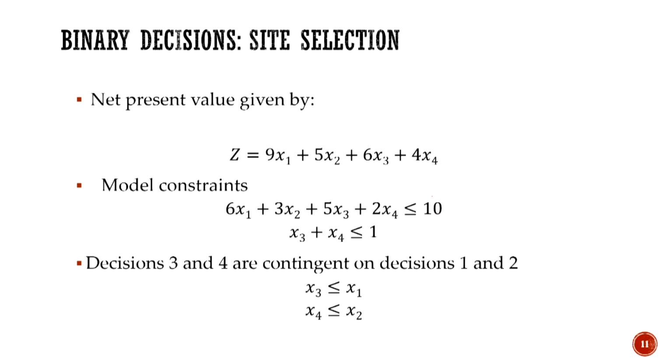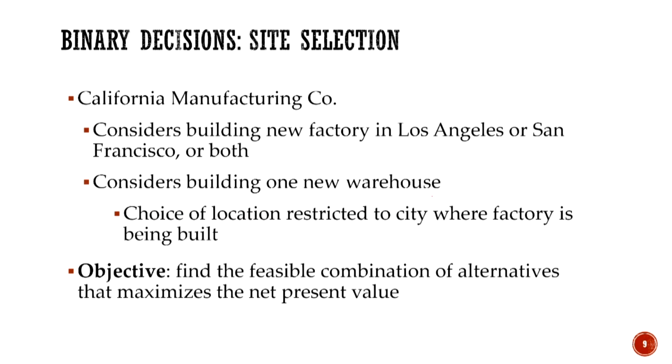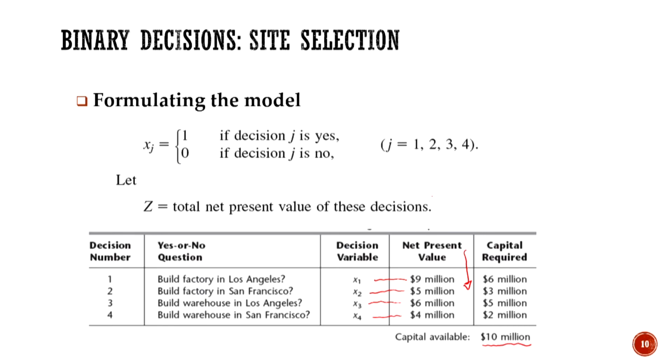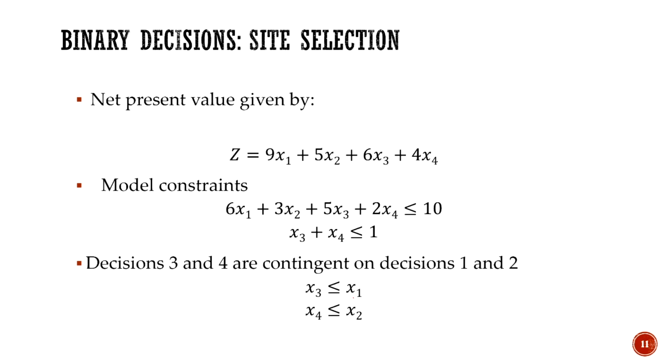Also, we only want to build one warehouse. So it means that we choose either x3 or x4. In order to model that, we can have x3 plus x4 less than or equal to 1. If x3 is 1, then this constraint makes sure that x4 is 0 because their summation should be less than or equal to 1. If x4 is 1, this constraint makes sure that x3 is 0 because their summation should be less than or equal to 1. Also, decisions 3 and 4 are contingent on decisions 1 and 2.